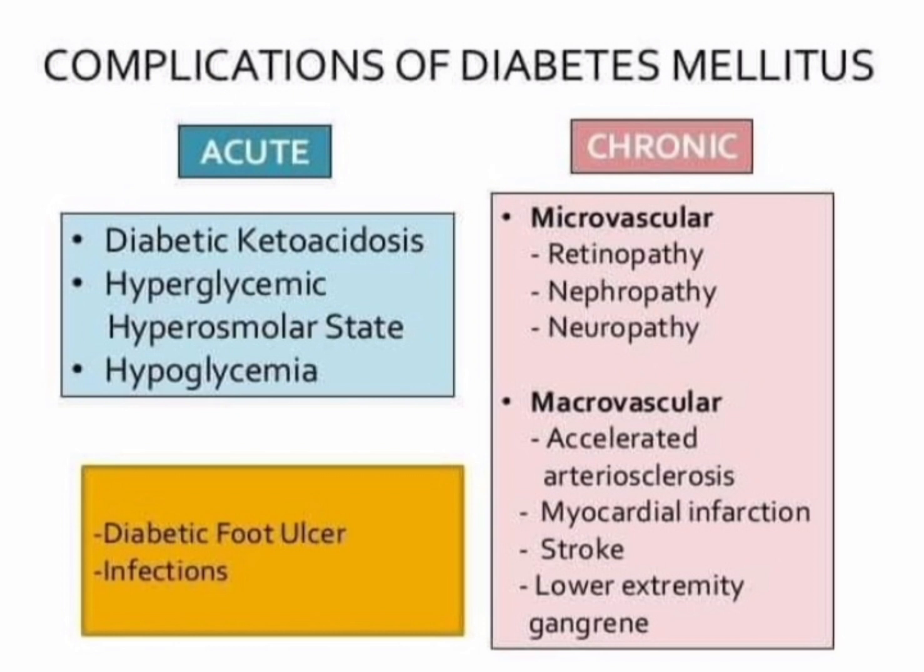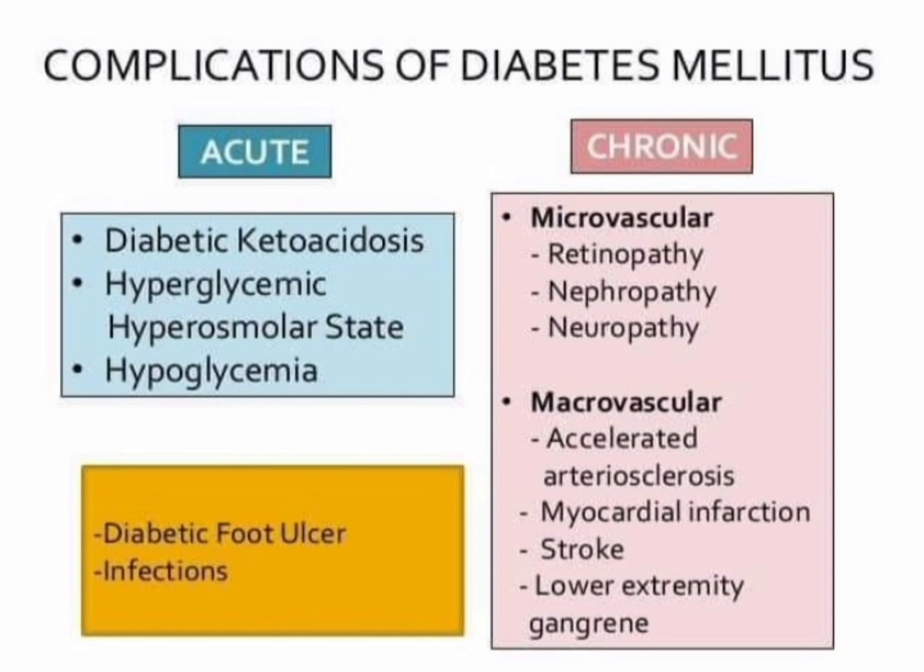Now, there are complications occurring in diabetes mellitus. We can classify them as both acute and chronic. The acute complications of diabetes mellitus are diabetic ketoacidosis, hyperglycemic hyperosmolar state, and hypoglycemia. And chronic complications again have two divisions, microvascular and macrovascular. Microvascular complications of diabetes mellitus are retinopathy, nephropathy and neuropathy.